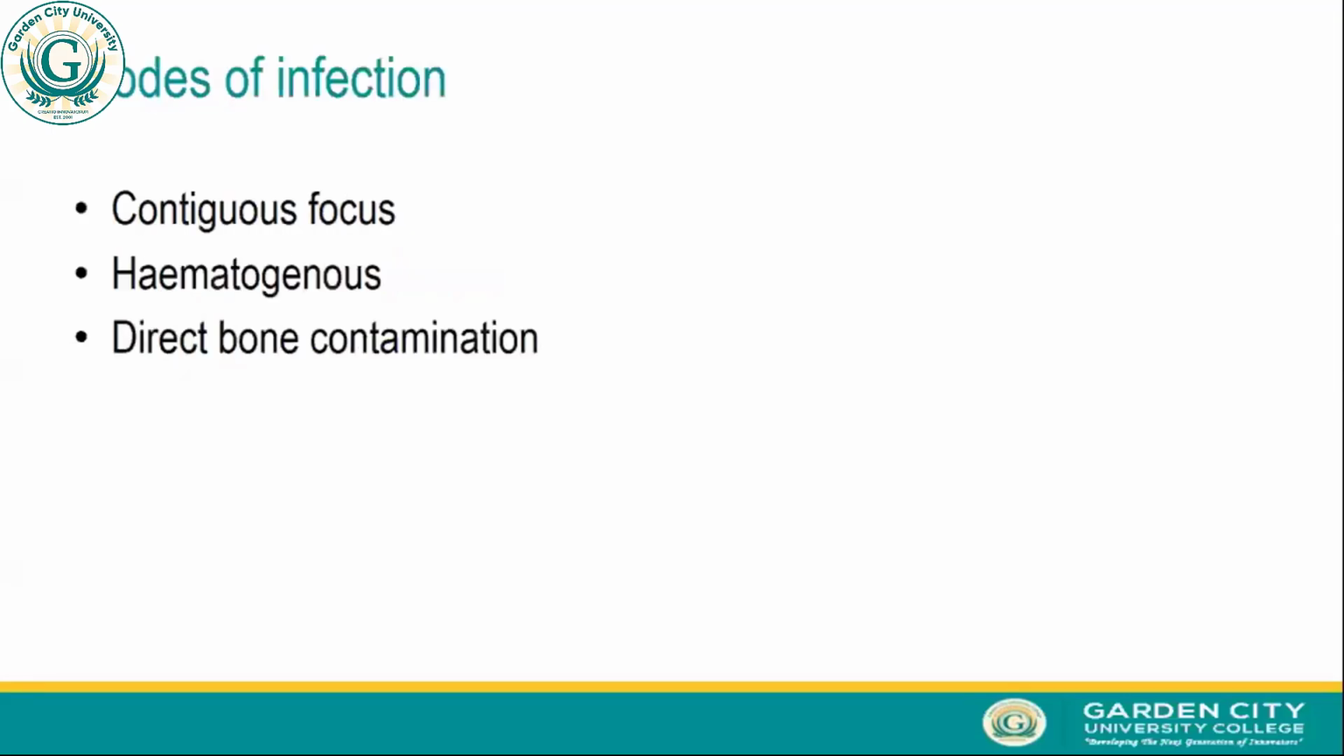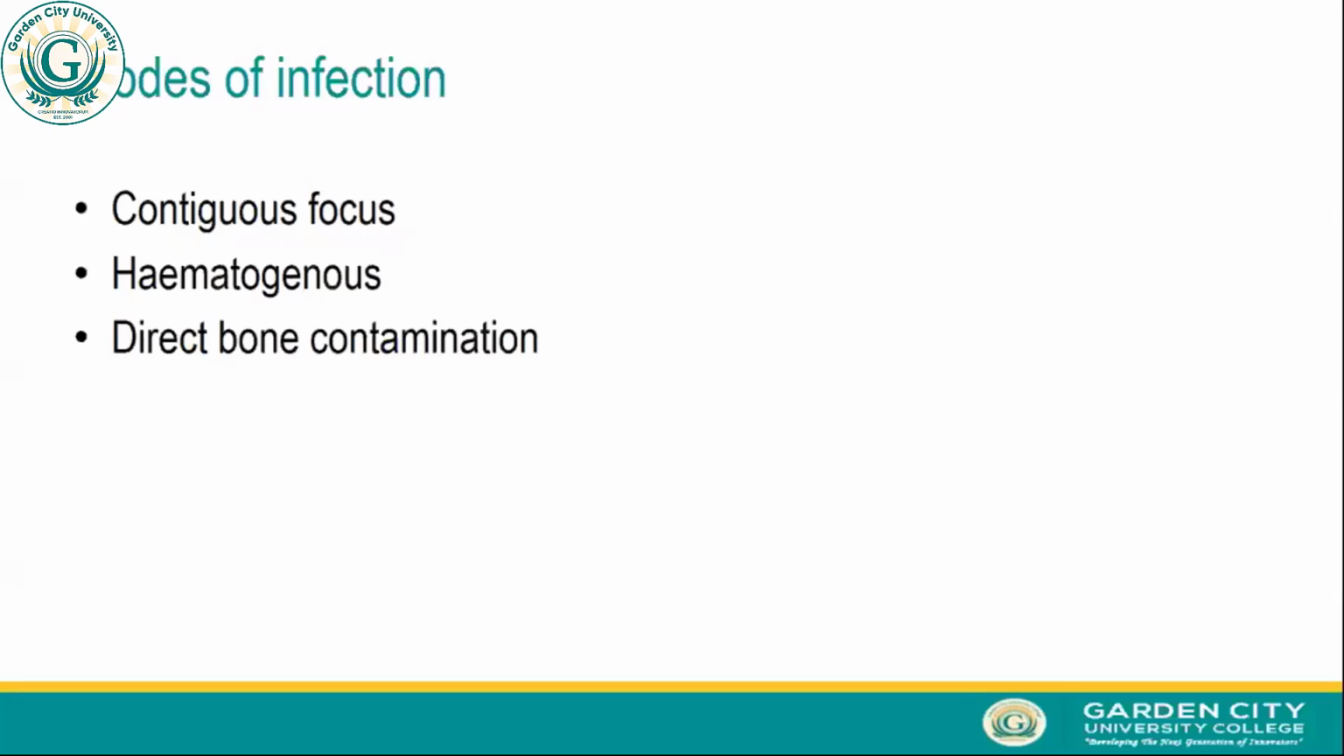So mode of infection, we have the contiguous focus. When you talk about contiguous focus, adjacent, sideways. So there has been a soft tissue infection that has been extended to the bone. Right? So let's say there's a wound and then poor management, and then it affects the bone as well. Let's say there is a pressure ulcer, and then it extends to the bone, right? Let's say a diabetic ulcer, for instance, it can also extend to the bone.